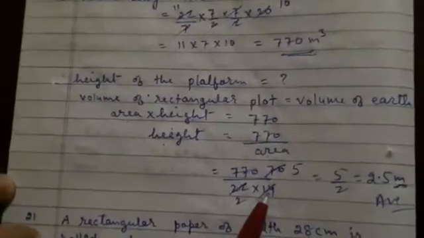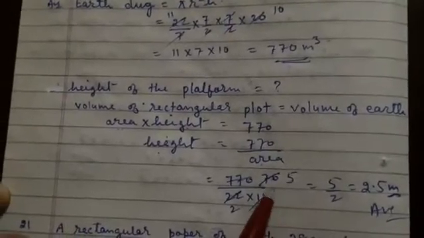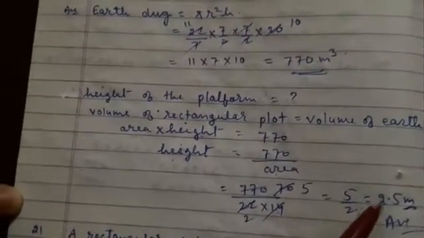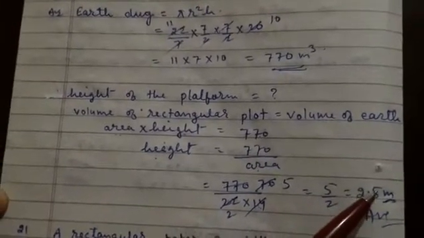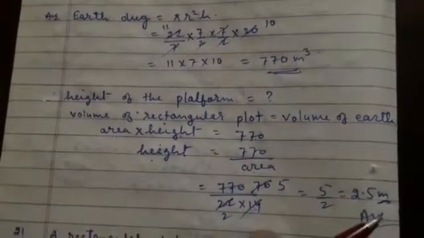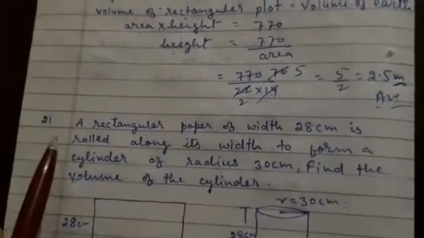So now let us divide this 70 by 14. So 14 5s are 70. Therefore 5 by 2, that is equal to 2.5 meter. Therefore height will be 2.5 meter. This is our answer. Now let us see next question number 21.